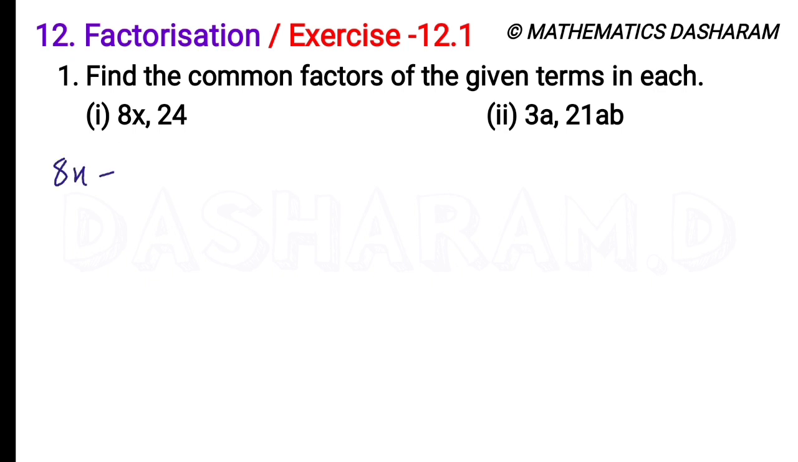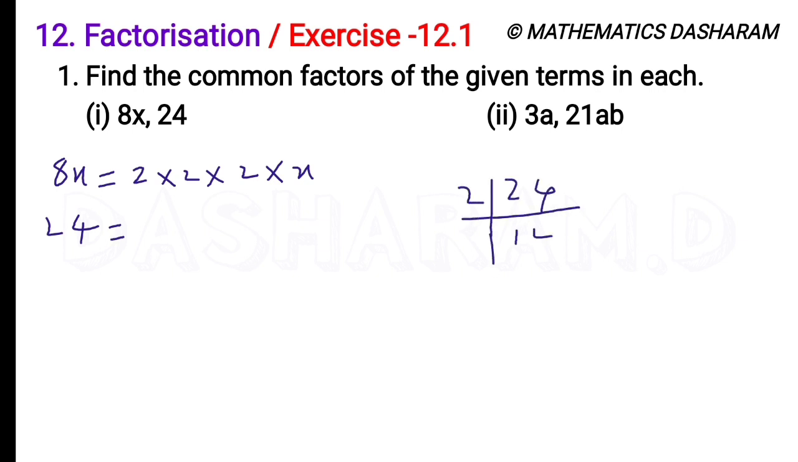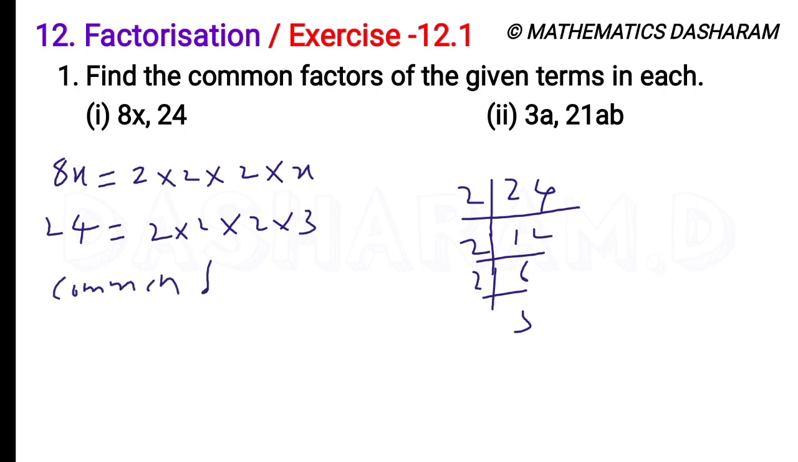So 8x equals 2 into 2 into 2 into x. 24 equals, let's do factorization for 24. 2 12s are, 2 6s are, 2 3s are. So 2 into 2 into 2 into 3. So the common factors of the given two terms: here 1 2 common, here one more 2 common, next again, so that's it, three 2s are common.